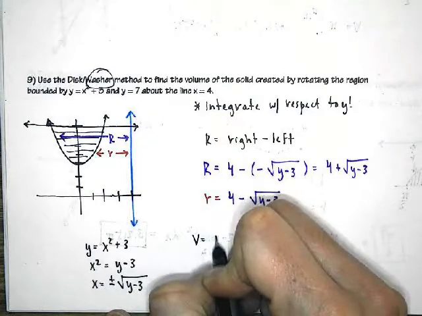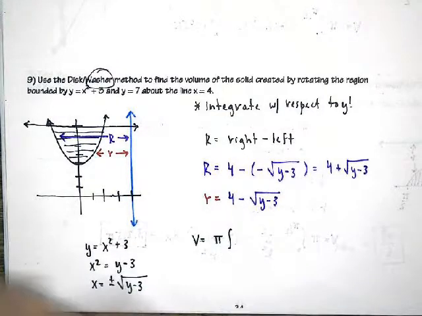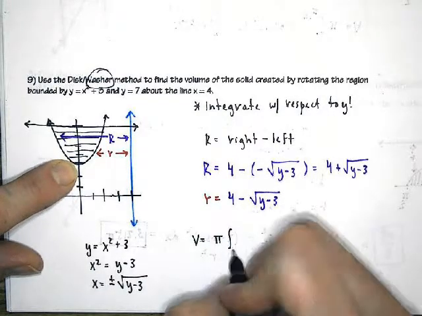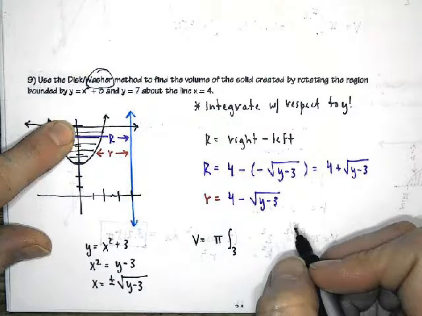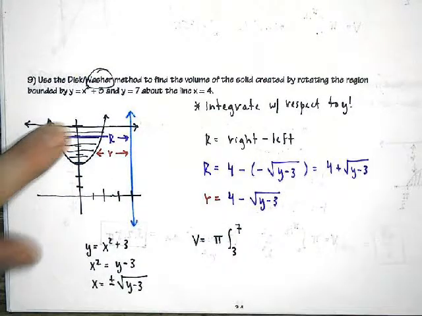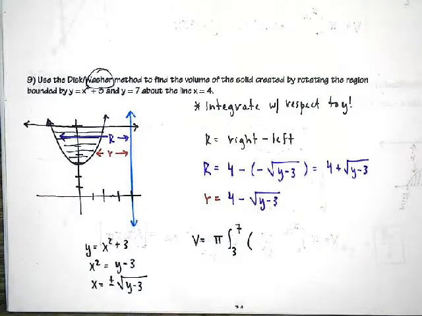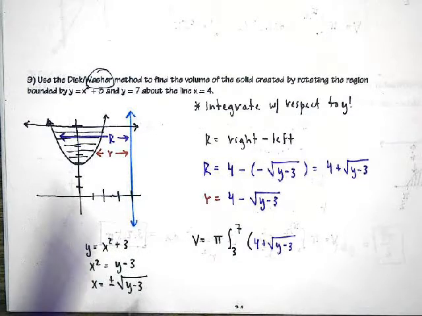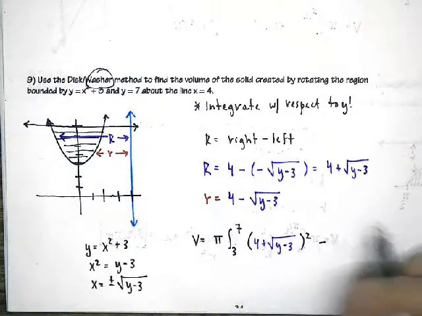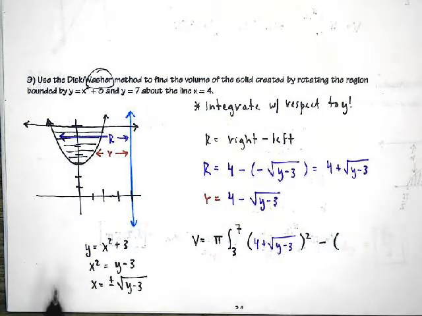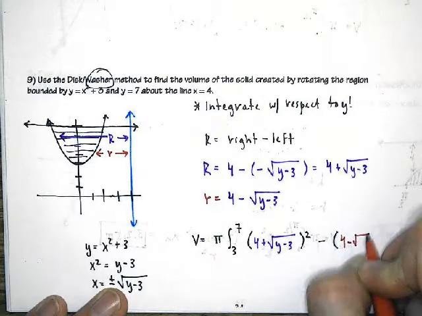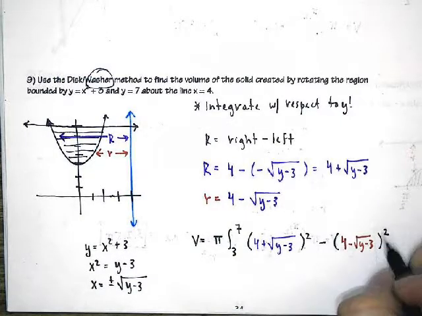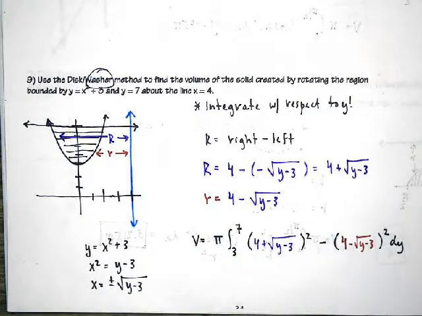Now we're going to find the volume. So it's going to be pi times the integral. Now I know my limits of integration have to be y values. So my lower limit is 3. My upper limit is going to be 7. Then I'm going to have my big R. I'm going to square that, and I'm going to subtract my little r squared. And I'm integrating with respect to y.